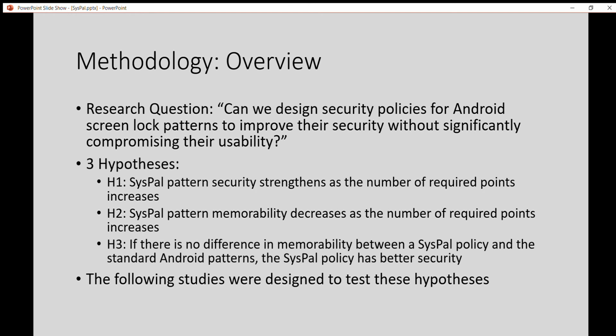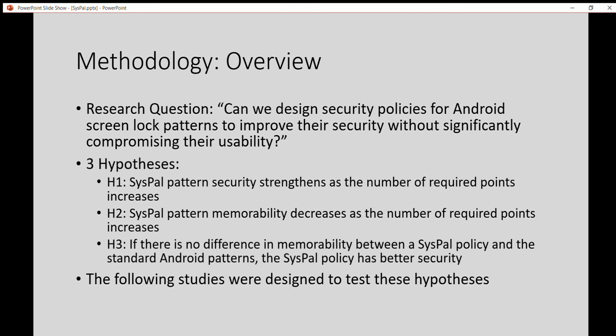The second hypothesis is that SysPal pattern memorability decreases as the number of required points increases. Essentially, as more points are required, it makes it harder for users to remember the password that is created. The third hypothesis is, if there is no difference in memorability between a SysPal policy and the standard Android patterns, the SysPal policy has better security. And that's something that we will get into a little bit further in this paper.